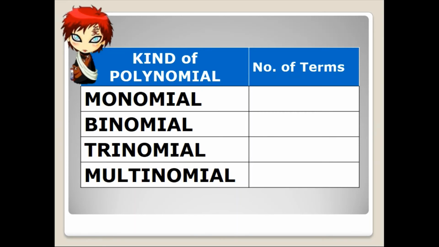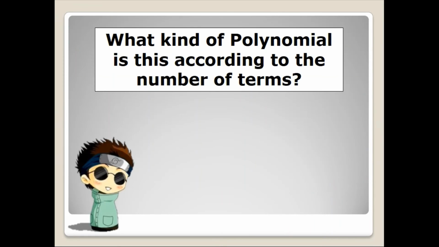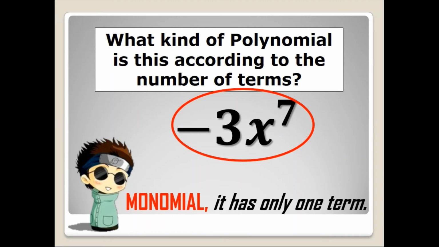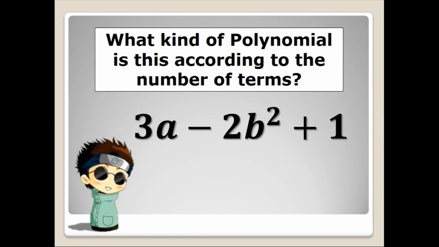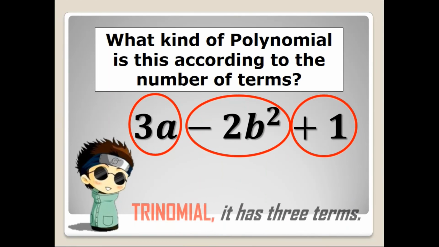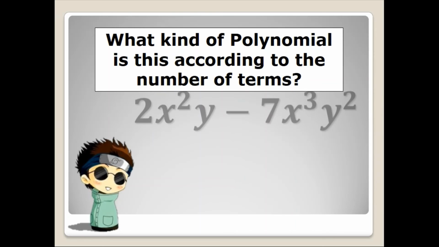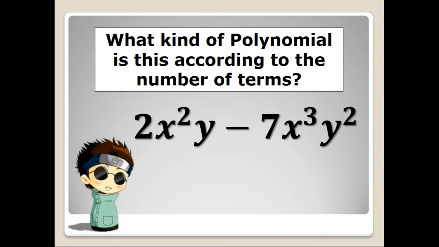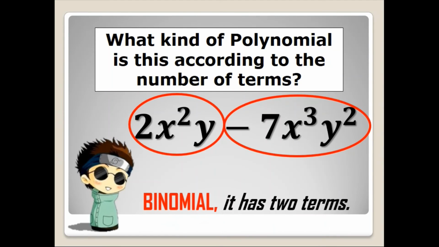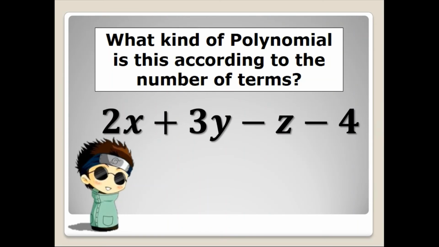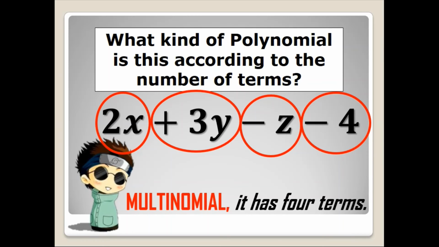So to summarize, if there is one term, you call it a monomial. If there are 2 terms, that's a binomial. If there are 3 terms, trinomial. Let's use multinomial if there are already 4 or more terms. Now, what kind of polynomial is this according to the number of terms? It's a monomial because it has only one term. What about this one? It is a trinomial because it has three terms. It is a binomial because it has two terms. Lastly, it has already more than three terms, that's four terms, so it is now a multinomial.